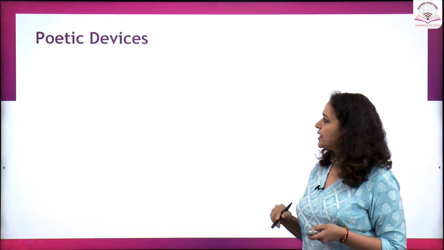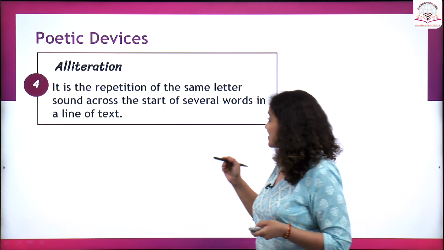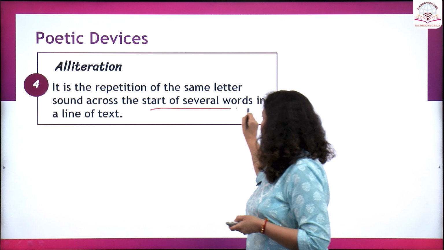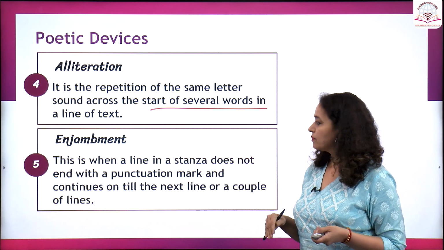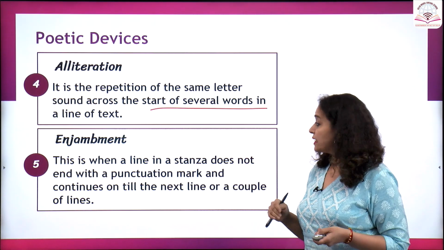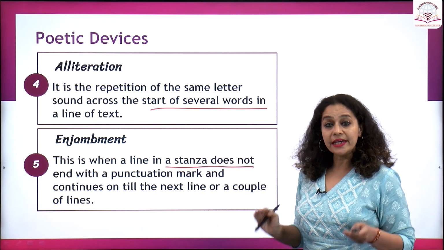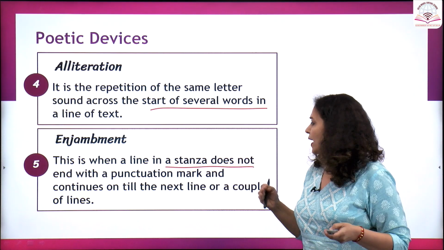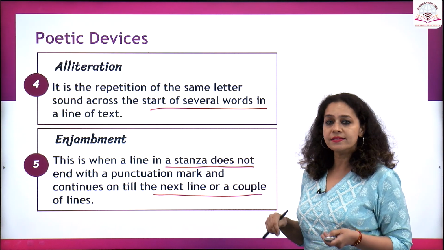Now let's move ahead. We have alliteration. It is a repetition of the same letter sound across the start of several words in the line of a text. Now what is enjambment? Enjambment is when a line in a stanza does not end with the punctuation mark and continues on till the next line or a couple of lines.